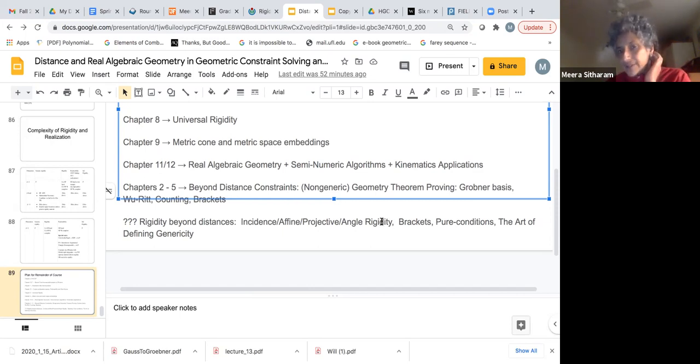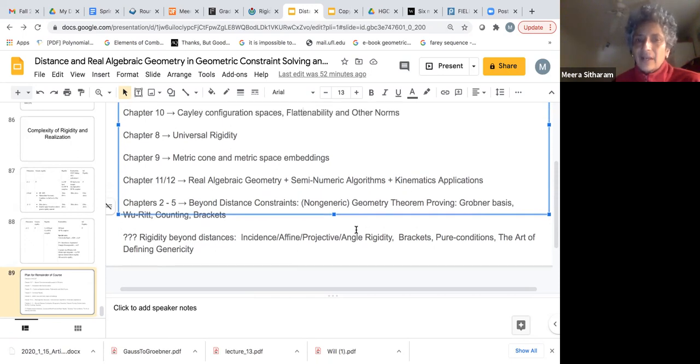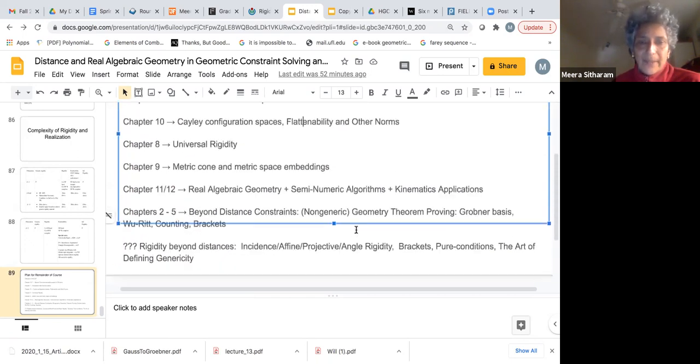People struggle with this. So we will do a few of those, trying to define genericity for other types of things that are usually used, that you see mainly in geometry theorem proving, but don't seem to have an underlying rigidity theory associated with them. Because of this difficulty of defining genericity, we may get to that point. So I think that's the plan.